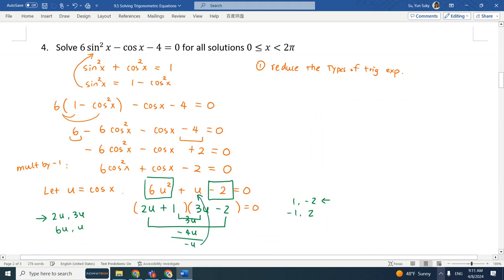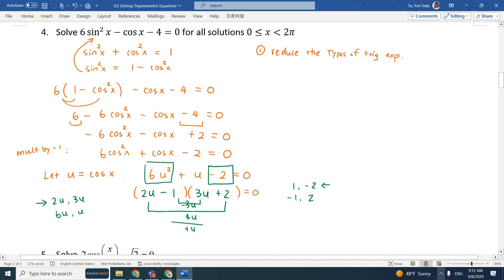Oh, do you see? It's off by a sign. If it's off by a sign, just change the sign of it. You don't need to switch the 1 and 2. Just change the sign. Is that okay, everybody? About factoring? Because when we change the sign, it becomes -3u and +4u. So when we add them, we get +u, which is the middle term. Yes, everybody? So this is how to factor.